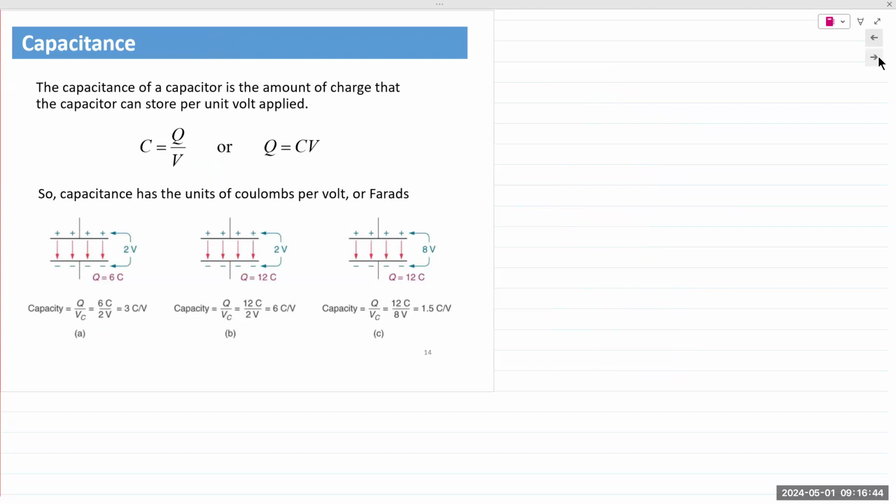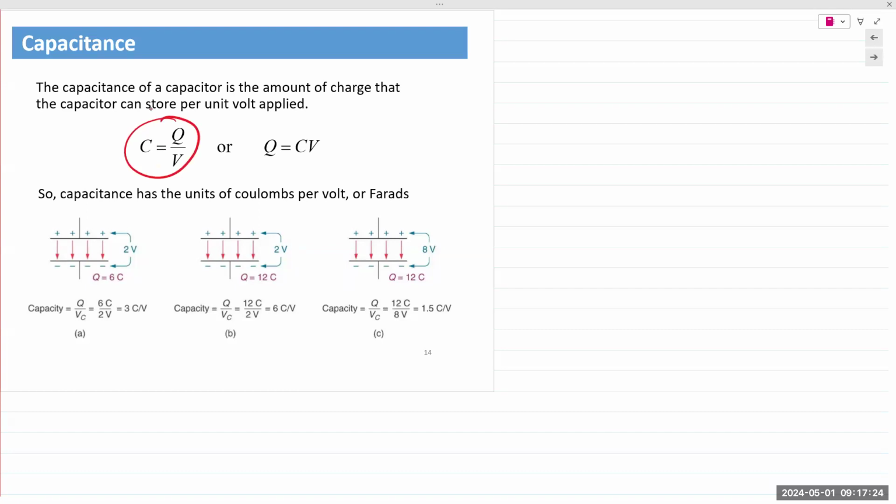Capacitance of a capacitor is the amount of charge that it can store for every unit of volt that is applied. Mathematically, we write it as capacitance C is equal to Q over V. Q is the charge, the measure of charge in coulombs. V is volts. So again, the name of the capacitor is the capacity to store charge for every unit of voltage that is applied. So one farad is basically 1 coulomb of charge for every 1 volt.